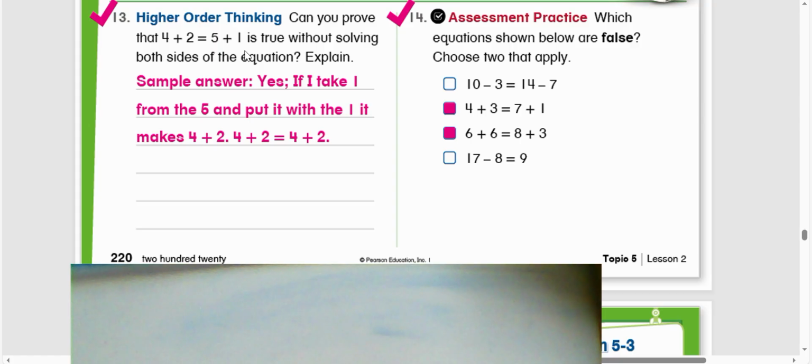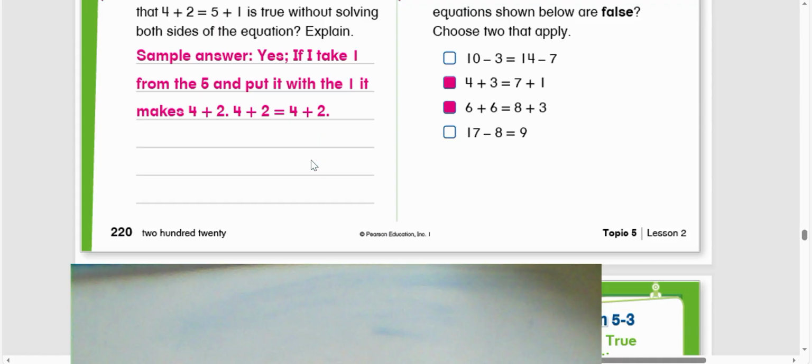If I take 1 from 5 and put it with 1 from the left-hand side, it is 4 plus 2, and 4 plus 2 equals 4 plus 2. They are equal.